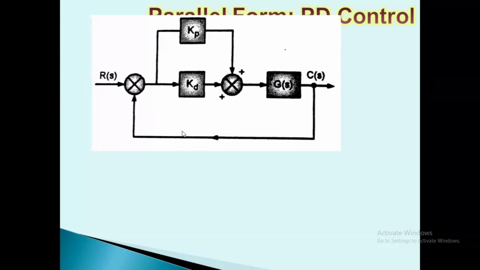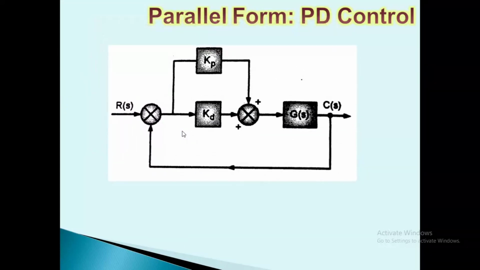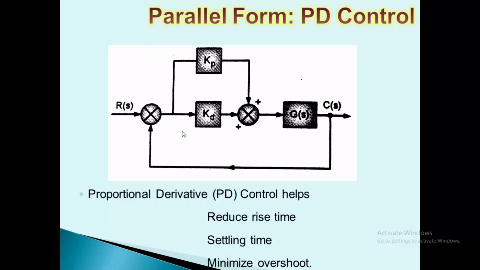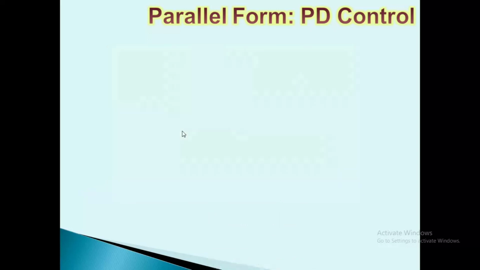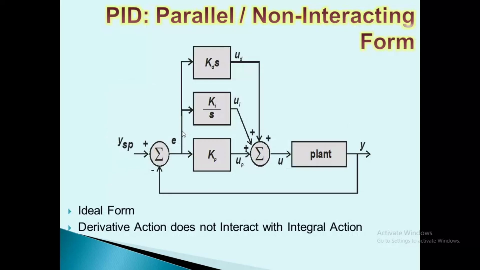Then the parallel form for your PD control. You can see again we have combined the proportional controller and derivative controller in order to get the gain from the system at a faster rate. Combined proportional derivative control helps to reduce your rise time, to reduce your settling time, and to minimize your overshoot also. This is again the equation.